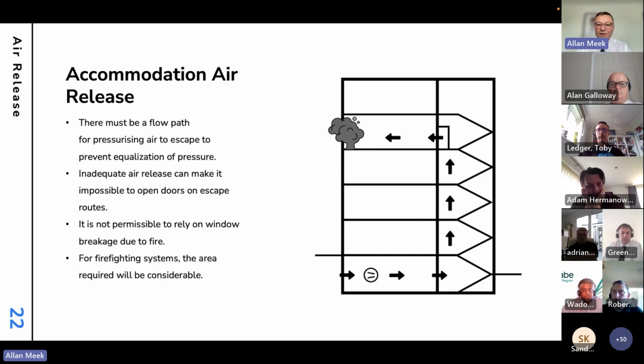If there's insufficient air release, then the pressure will build up, and we'll have this problem where you can't open doors onto the escape routes, which is the last thing you need. And the areas required are quite big, certainly for firefighting protection.